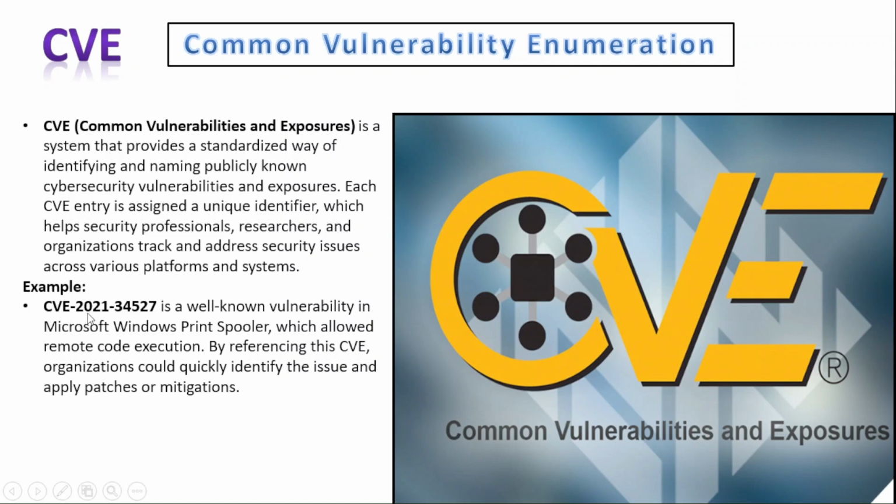Example: CVE-2021-34527 is a well-known vulnerability in the Microsoft Windows Print Spooler, which allowed remote code execution. By referencing this CVE, organizations could quickly identify the issue and apply patches or mitigations.